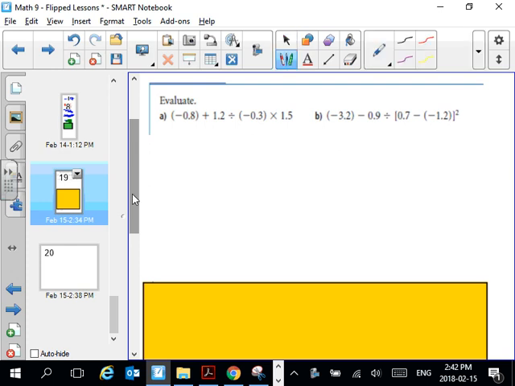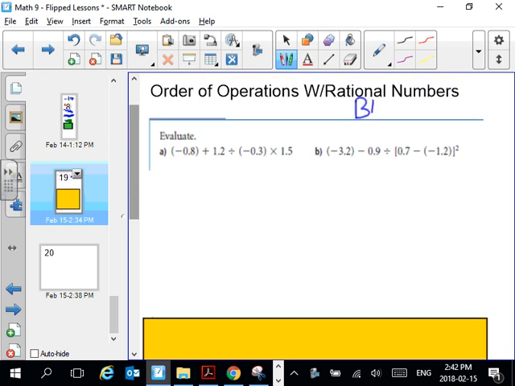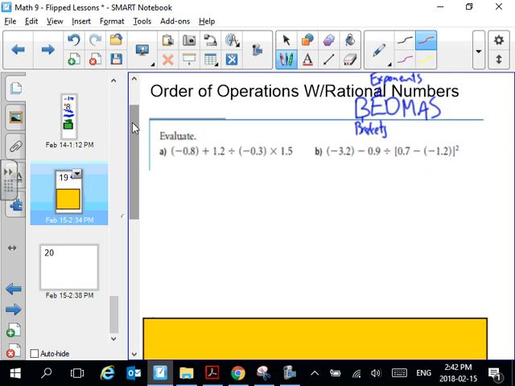The thing that we have to remember whenever we're doing order of operations is our handy little acronym, BEDMAS. Brackets, exponents, division and multiplication. So division, multiplication, and then we have adding and subtracting.